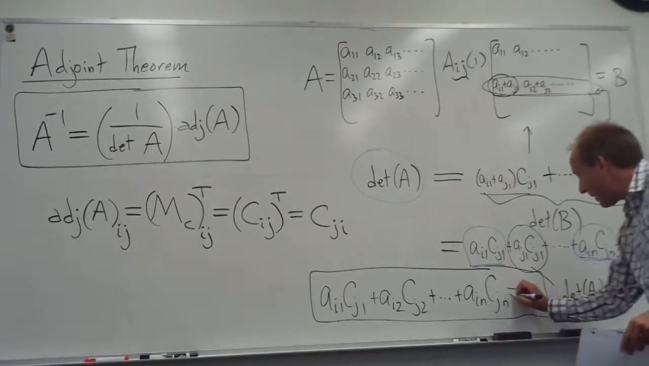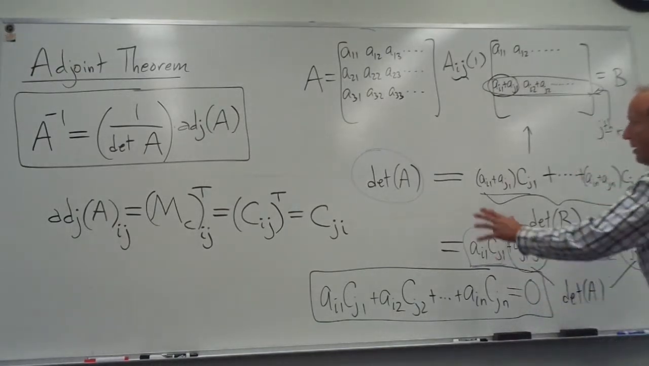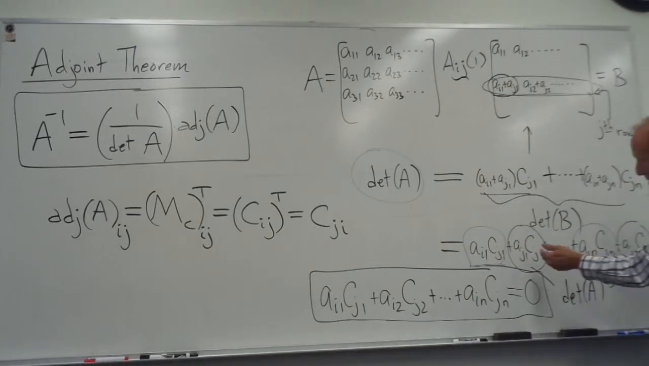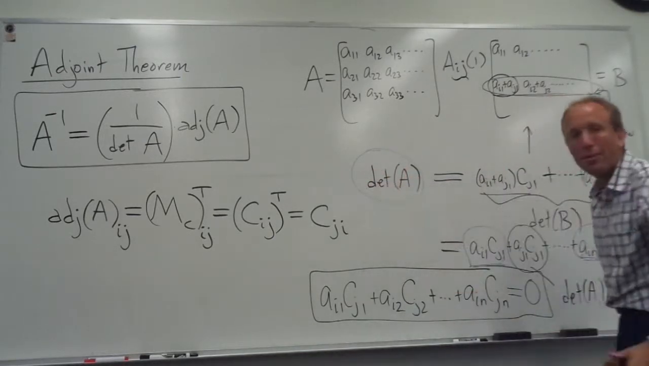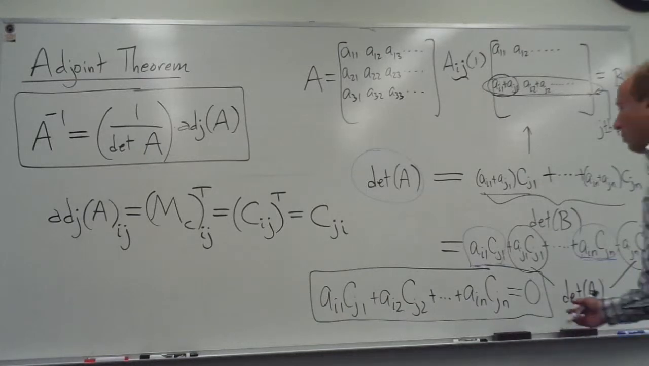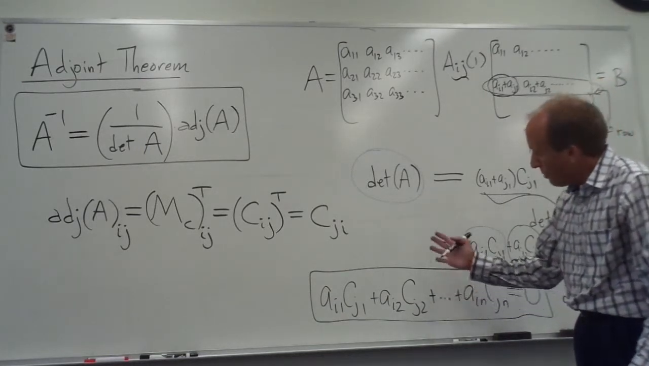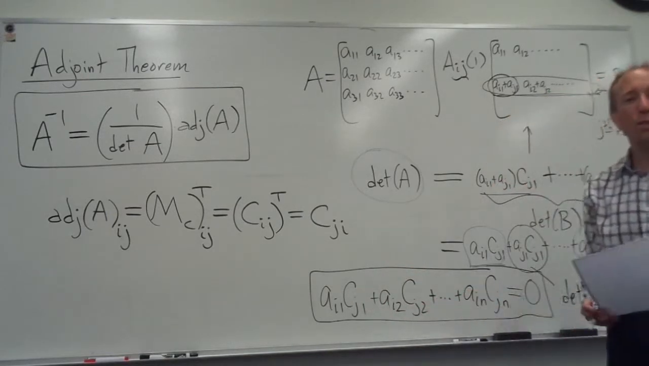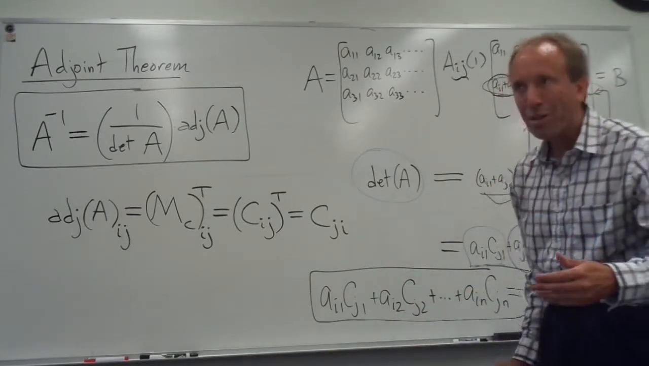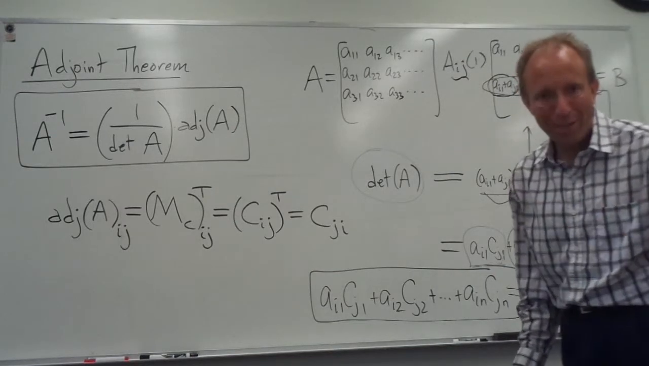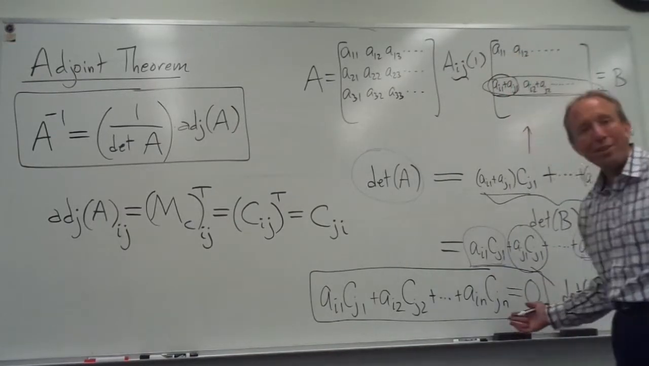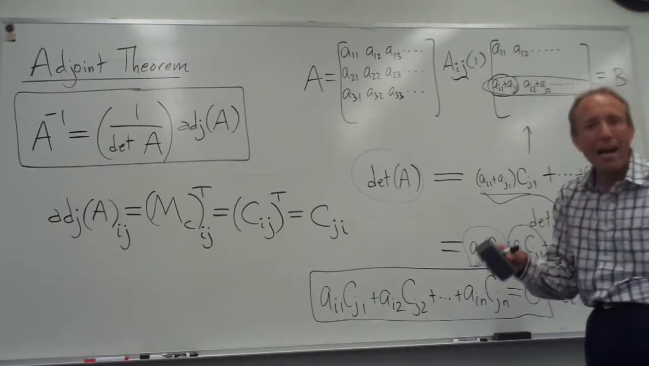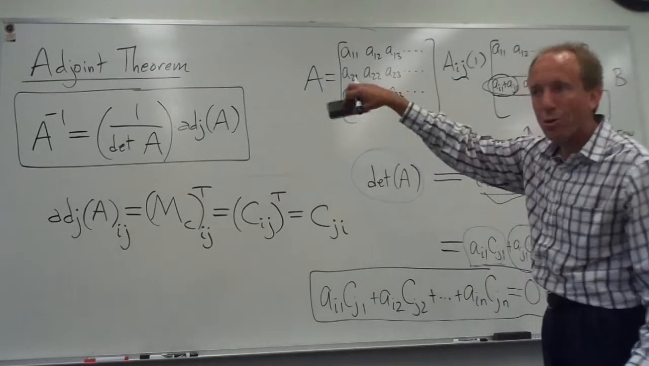That actually has to cancel out to 0 because the non-blue terms add up to the determinant of A, which is what's on the left-hand side. So all I'm trying to say here is that when you take the entries from the ith row and multiply them by the cofactors from the jth row, you get 0. Okay? You get absolutely 0. So we need that little fact to explain this adjoint theorem.